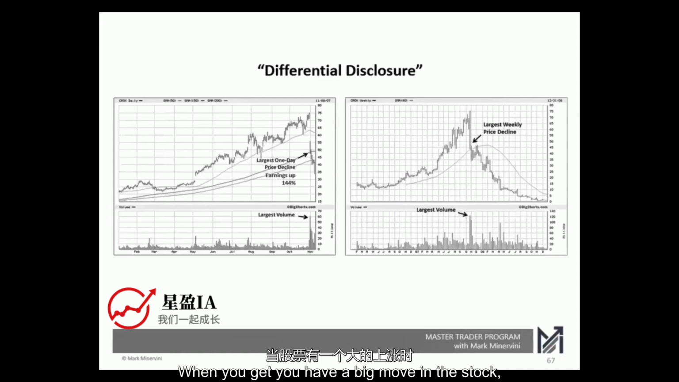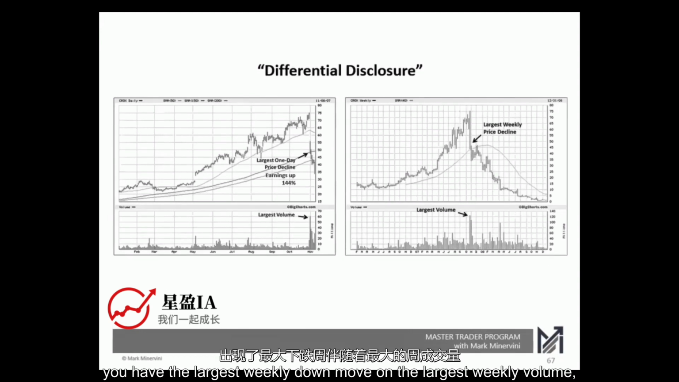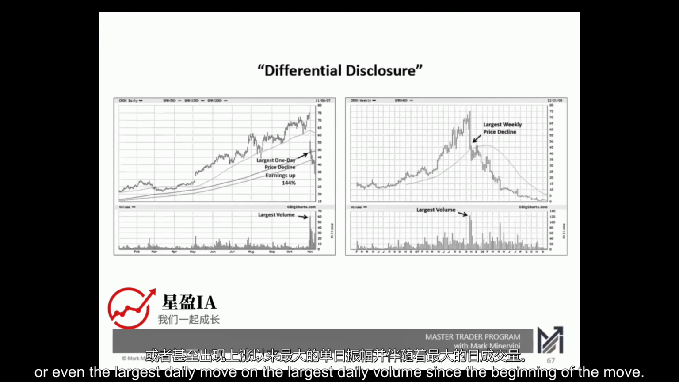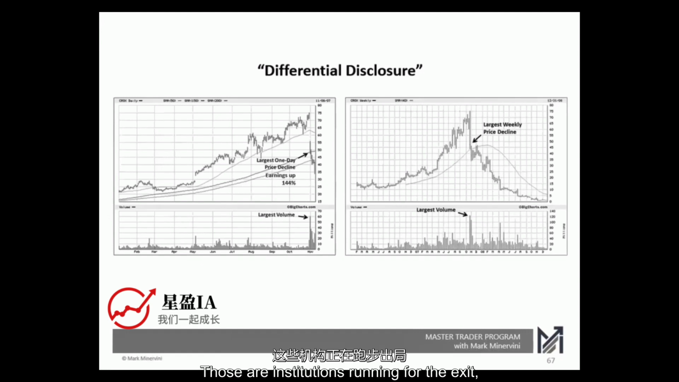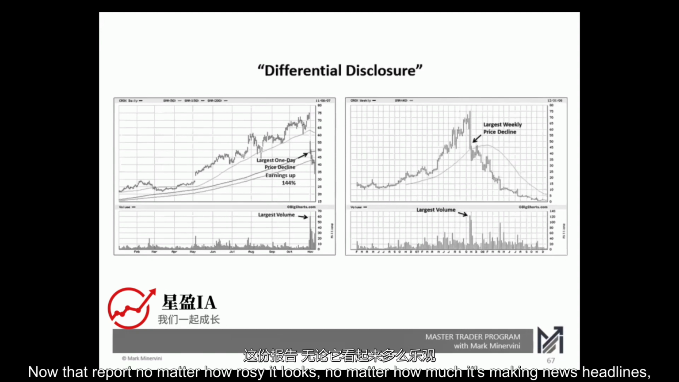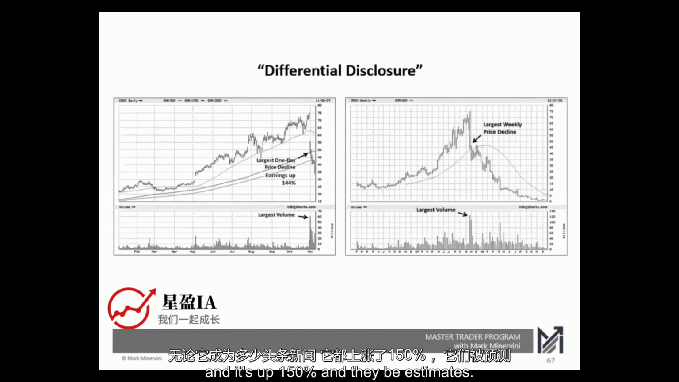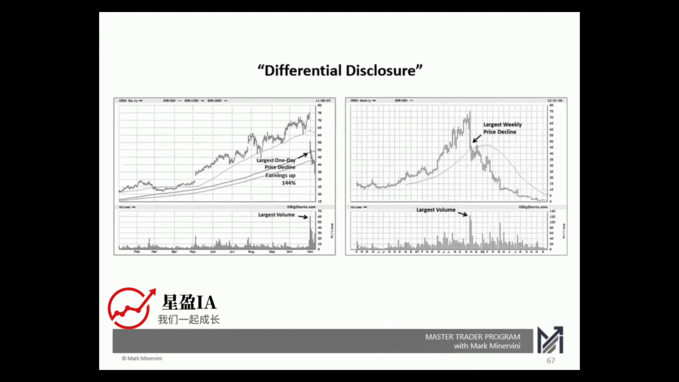When you have a big move in a stock and you have the largest weekly down move on the largest weekly volume, or even the largest daily move on the largest daily volume since the beginning of the move, those are institutions running for the exit. Something has changed. No matter how rosy that report looks, no matter how much it's making news headlines, and it's up 150% and they beat estimates, if that stock reacts that poorly, that's not a good report. You have to trust your eyes, not your ears.